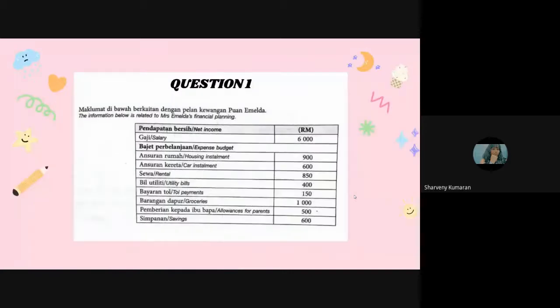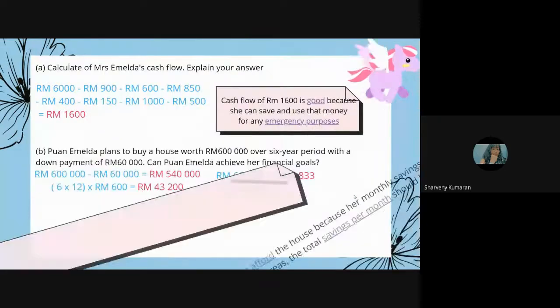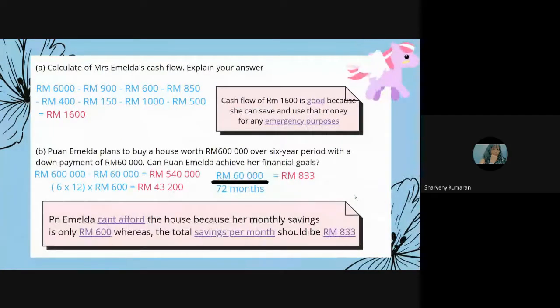Thank you, Girija. Let's look at question one. Please take some time to observe this table. The information below is related to Mrs. Amelda's financial planning. A. Calculate Mrs. Amelda's cash flow.